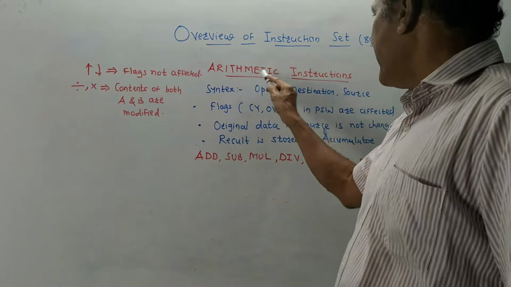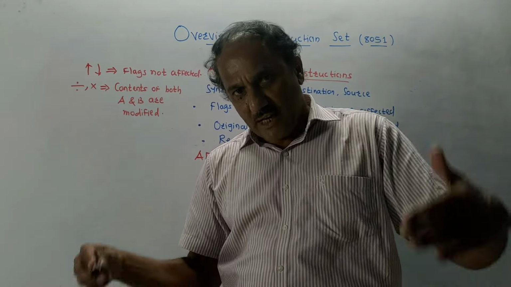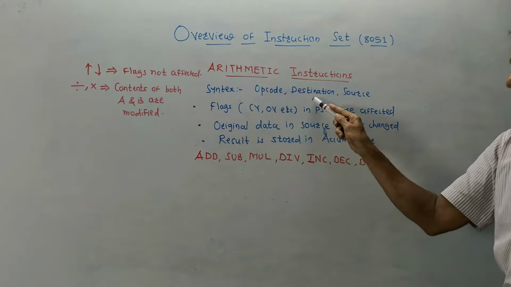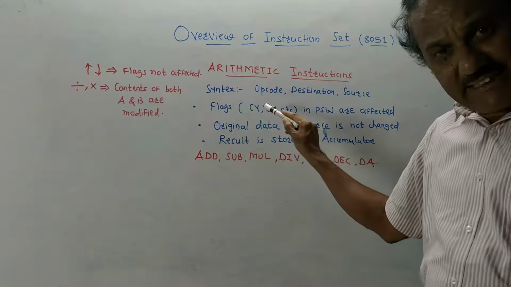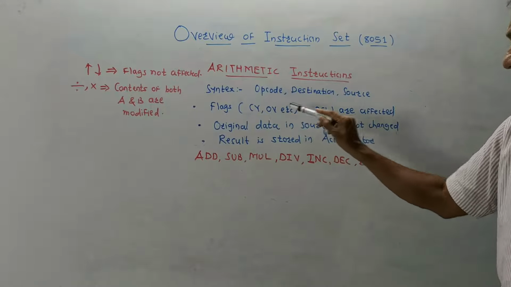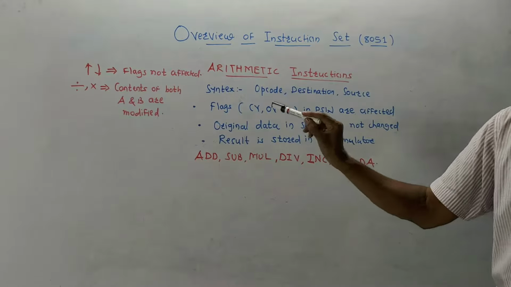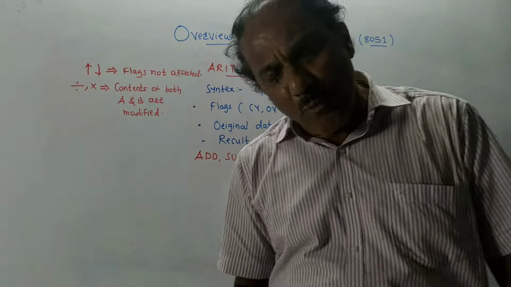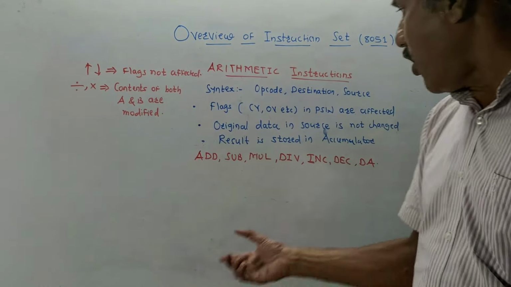Next is arithmetic type of instructions. As the name indicates, many arithmetic operations are performed using such type of instructions. So syntax is opcode, then destination and source. Here the flags, that is carry flag, overflow flag, that is CY, OV, etc. All these flags in the PSW, program status word, are usually affected, but the original data in the source is not changed. It remains as it is, and result of operation is stored in the accumulator. Most of the times accumulator is one of the operands.